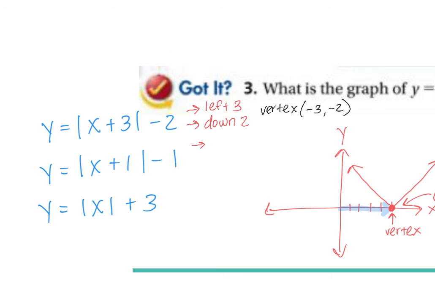X plus 1 minus 1. Someone other than Roy. Tessa. Beautiful. Left 1, down 1. What's my vertex?